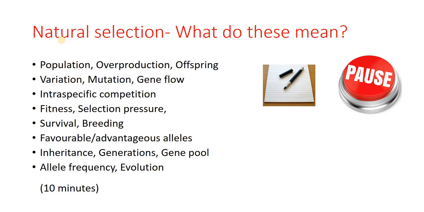Survival and breeding, pretty straightforward. Living and then going on to reproduce. Alleles might be favourable, or sometimes we could say advantageous alleles. So these are the ones that are going to lead to better survival. Inheritance, that's just hereditary, it's just genetics. And generations, parents, offspring, and then their offspring, and so on.